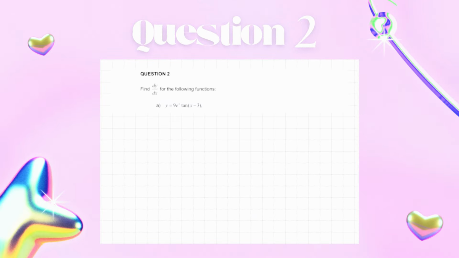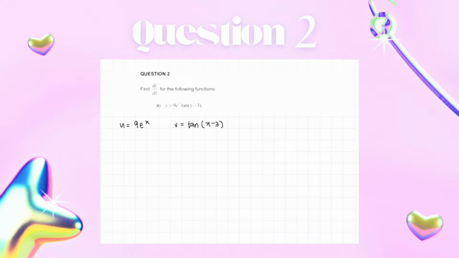For this question, the function is y equals 9e^x tan(x minus 3). Because these two expressions are multiplied, I use the product rule. I let the first function be u equals 9e^x and the second function be v equals tan(x minus 3).